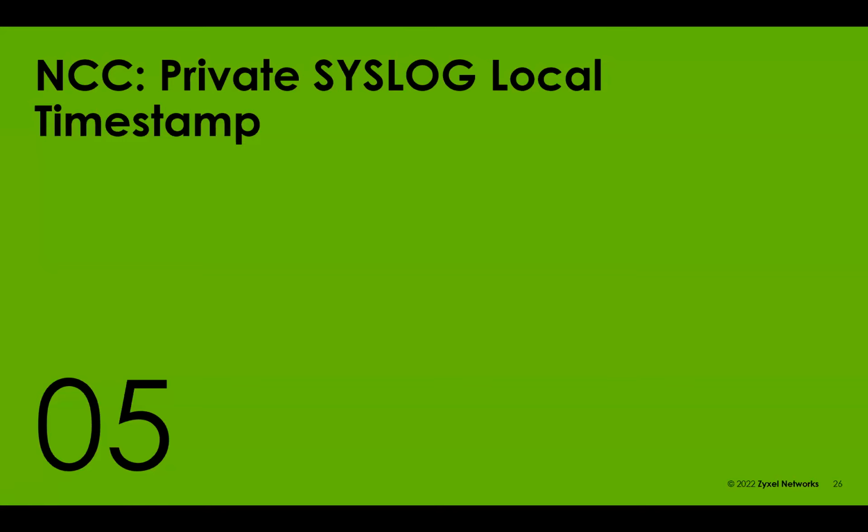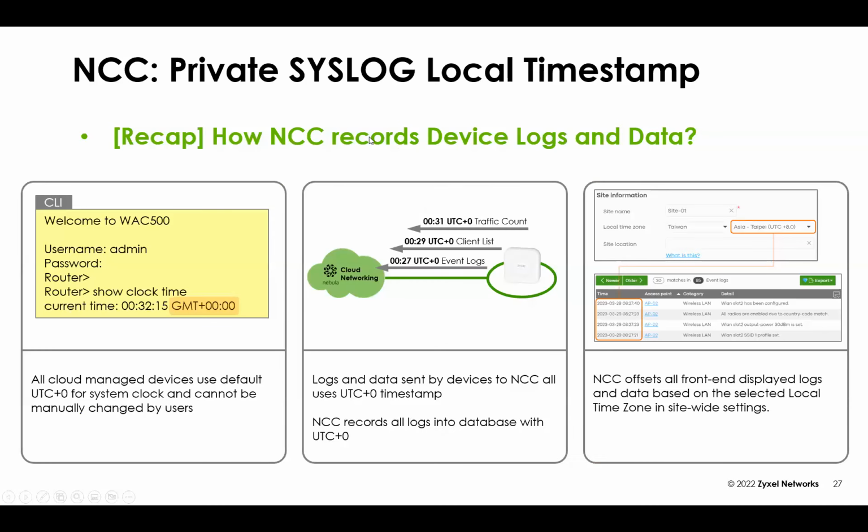Now, finally, the last thing I want to talk about is the private SYSLOG local timestamp. And this is an enhancement that we have brought into Nebula Control Center. Prior to the update, the way that the SYSLOG server local timestamp works is if you were to log into any of our devices within Nebula and you do the show clock time command, it will show you that all of our local timestamps are based off of the GMT timestamp. So basically, we're using the Universal Coordinated Time or Greenwich Mean Time. So anytime any local SysLogs are done, it's stored with the timestamp of UTC-0.